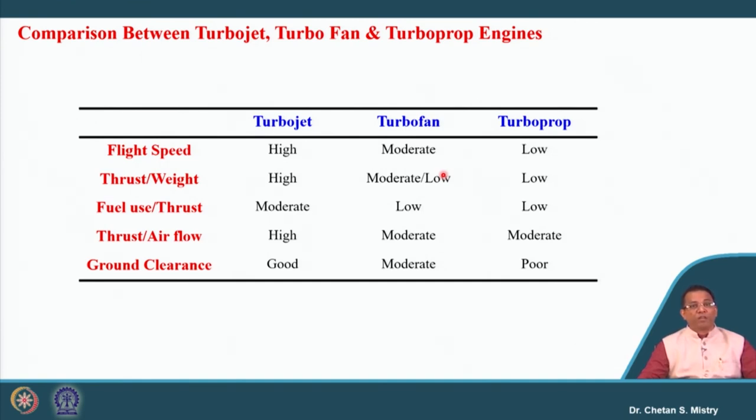Very next is thrust to airflow, which we can call specific thrust. This is highest for the turbojet engine. It is moderate for both the turbofan as well as the turboprop engine. Now, when we discuss ground clearance between the engine and the ground, it is good for the turbojet engine. It is moderate for the turbofan engine, but as we have discussed, when we move to high bypass ratio, very high bypass ratio or ultra high bypass ratio engines, ground clearance becomes an issue with the turbofan engine. For the turboprop engine, ground clearance is a major challenge, and it is poor.